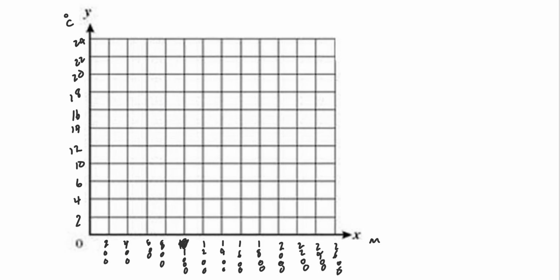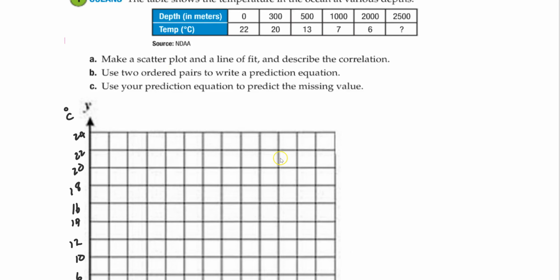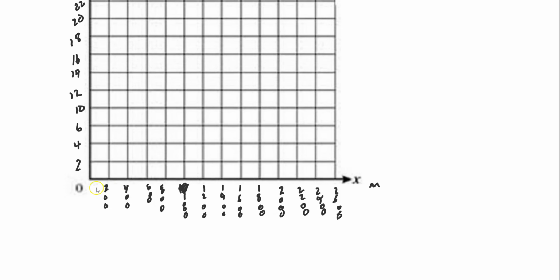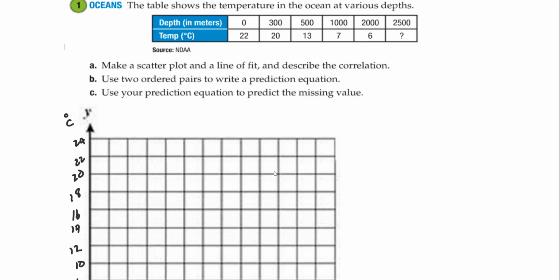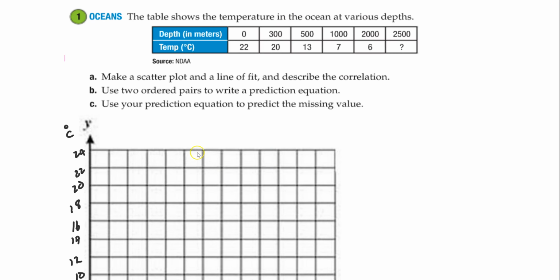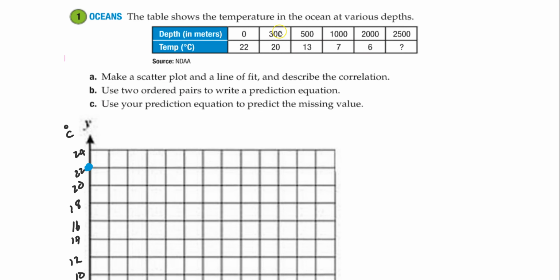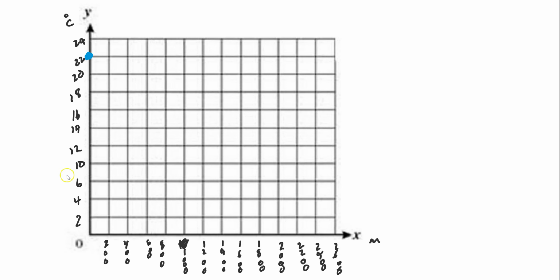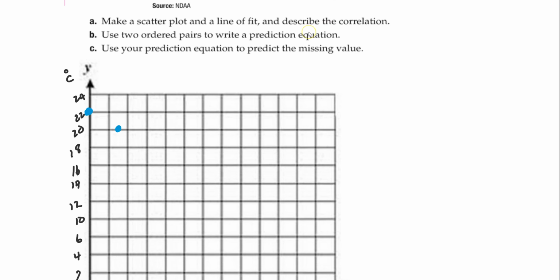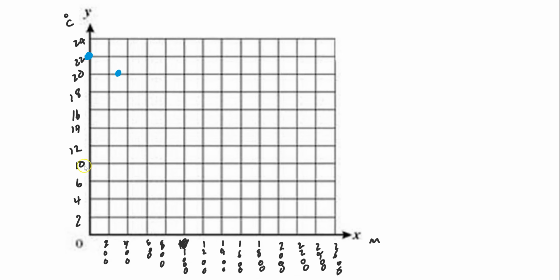And now I'm back. So I counted my y, my degrees Celsius, by 2: 2, 4, 6, 8, 10, 12. And I counted my x, my meters, my depth, by 200: 200, 400, 600, 800. So I try to get a nice fit for my data as best I can. So now I'm just going to plot it. 0, 22. So at surface level, at sea level, I'm at 22 degrees Celsius. And then at 300, I'm at 20. So 300 meters down, it's at 20 degrees. That's the best estimate. And then at 500 meters, I'm at 13 degrees. So 500, 13, that was a big jump.